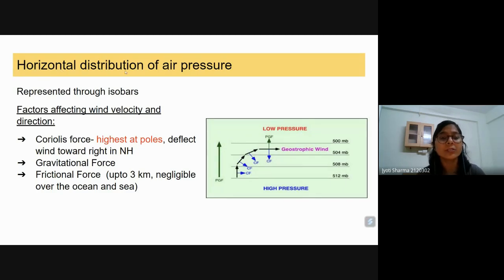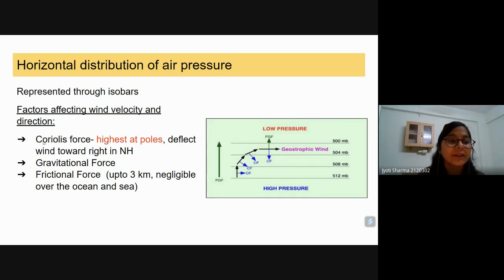So how does this horizontal distribution of air pressure happen? Let's say here is 500 millibar of air pressure. Here it is 512 millibar pressure. So we know that this is the low pressure and this is the high pressure, and we also know that the movement will happen from high pressure to low pressure. Okay, so the wind should move from here to here straight. But why is this not happening? Because there are some factors affecting the wind velocity and direction.